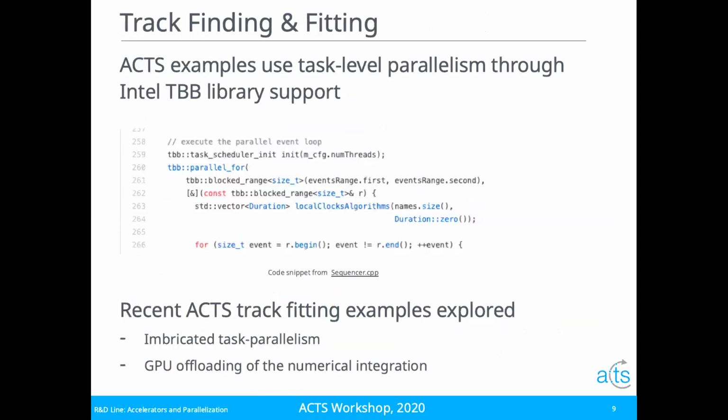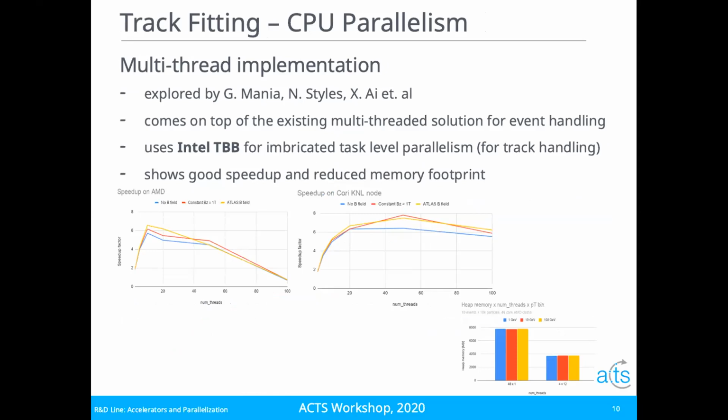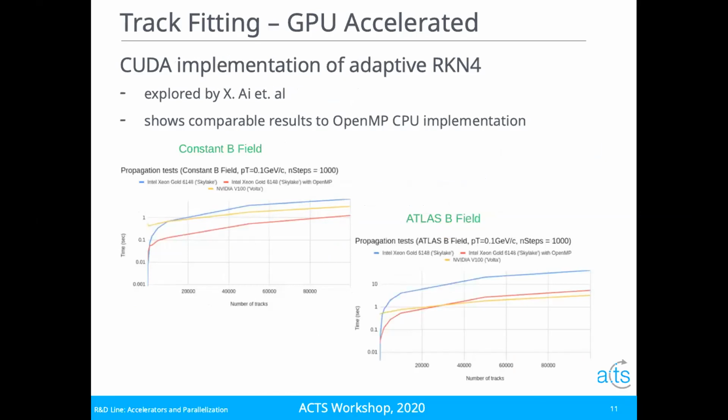If we look at the track finding and fitting part of the code, the ACTS examples already use task-level parallelism through Intel TBB library support. Also, nested task parallelism and GPU offloading were explored. The multi-threaded implementation, which comes on top of the existing multi-thread solution, showed very good speedup and a reduced memory footprint. It also uses TBB for the task parallelism, similar to the event handling. The GPU-accelerated solution uses CUDA, and at the moment, the adaptive fourth-order Runge-Kutta-Nystrom method was ported to CUDA, and the results at the moment are comparable to the ones obtained with the CPU implementation using OpenMP.